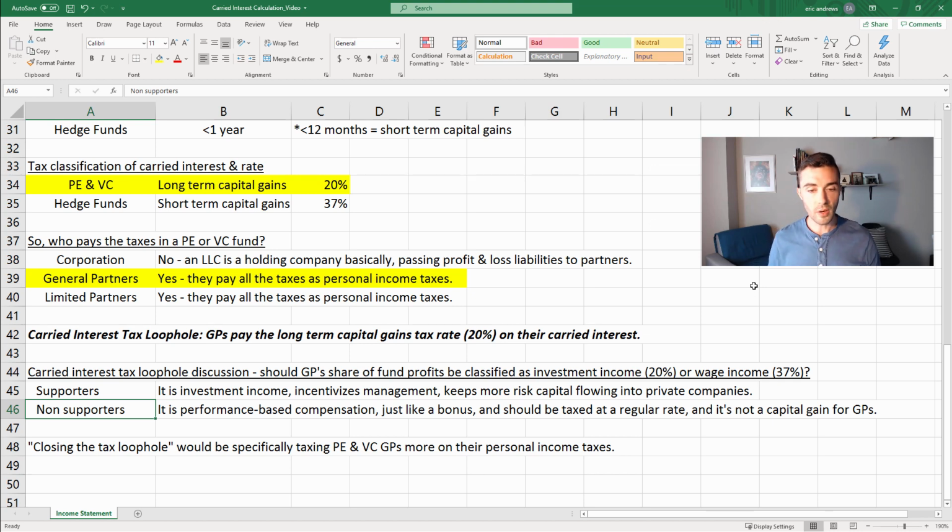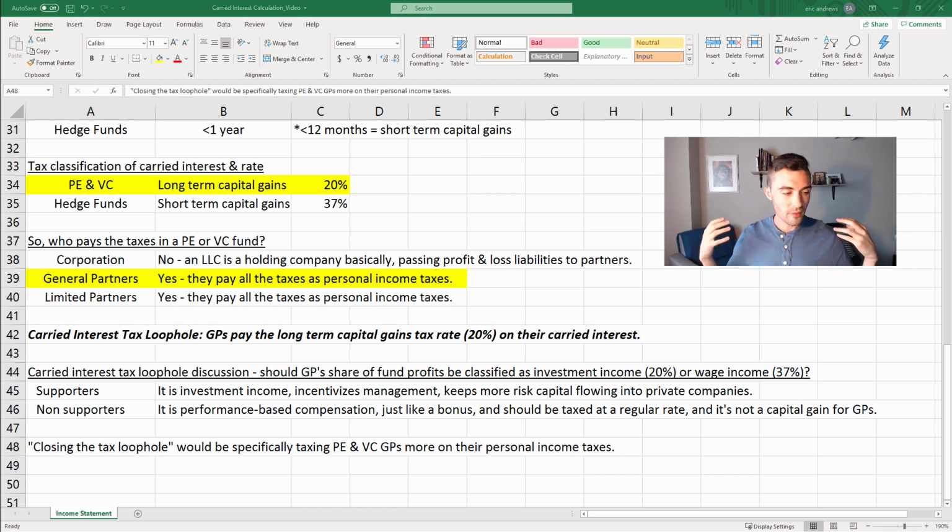So obviously both of these perspectives are legitimate, and there's a lot of political debate on what's more important, to keep the capital flowing and have lower taxes, because these GPs, a lot of money they make, they just dump it back into private companies. So it does actually keep money flowing into private companies. But the non-supporters are saying, hey, someone in the middle class pays a higher tax rate than these people making $100 million a year. That doesn't make sense. So closing the carried interest tax loophole would be specifically taxing private equity and venture capital GPs more on their personal income taxes. So that's what the debate's about.